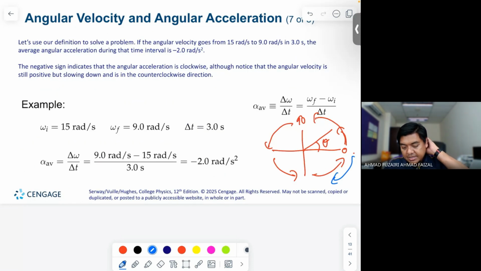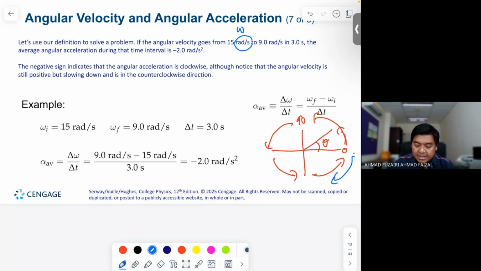So let's use our definition to solve a problem. For instance, the angular velocity goes from 15 radian per second. If you get a blank, in order to find which quantity this is, look at the unit used. When it is radian per second, remember this one is the omega, from 15 to 9. That means it slows down from 15 to 9 radian per second in 3 seconds. The average angular acceleration during the time interval is negative 2 radian per second squared. That means it becomes a negative angular acceleration.